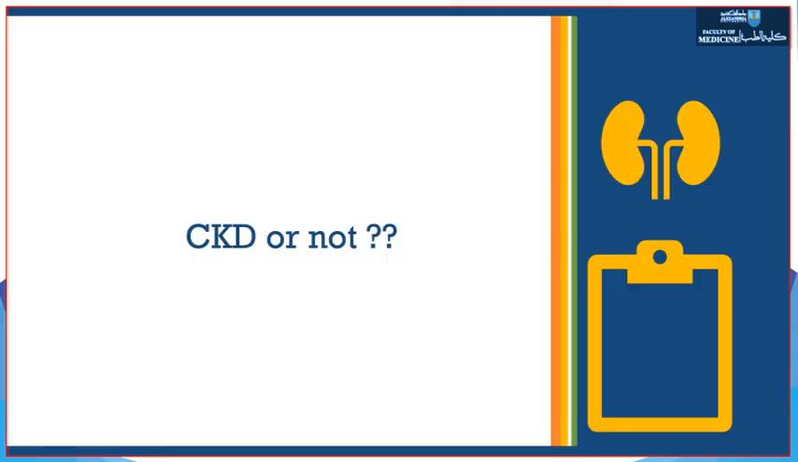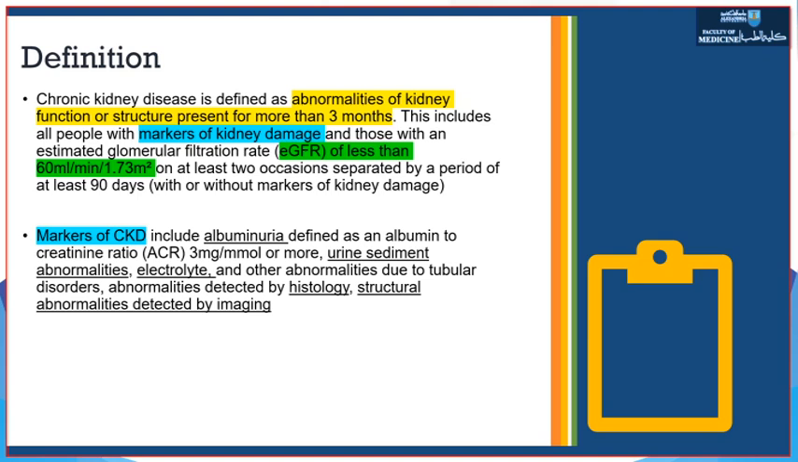So does the patient have CKD or not? This is a common question posed by the patient. Do I have a chronic problem, or is it just a sudden and reversible increase in renal function tests? In order to say that the patient has CKD, by definition, the patient should have abnormalities of kidney function or structure present for more than 3 months.